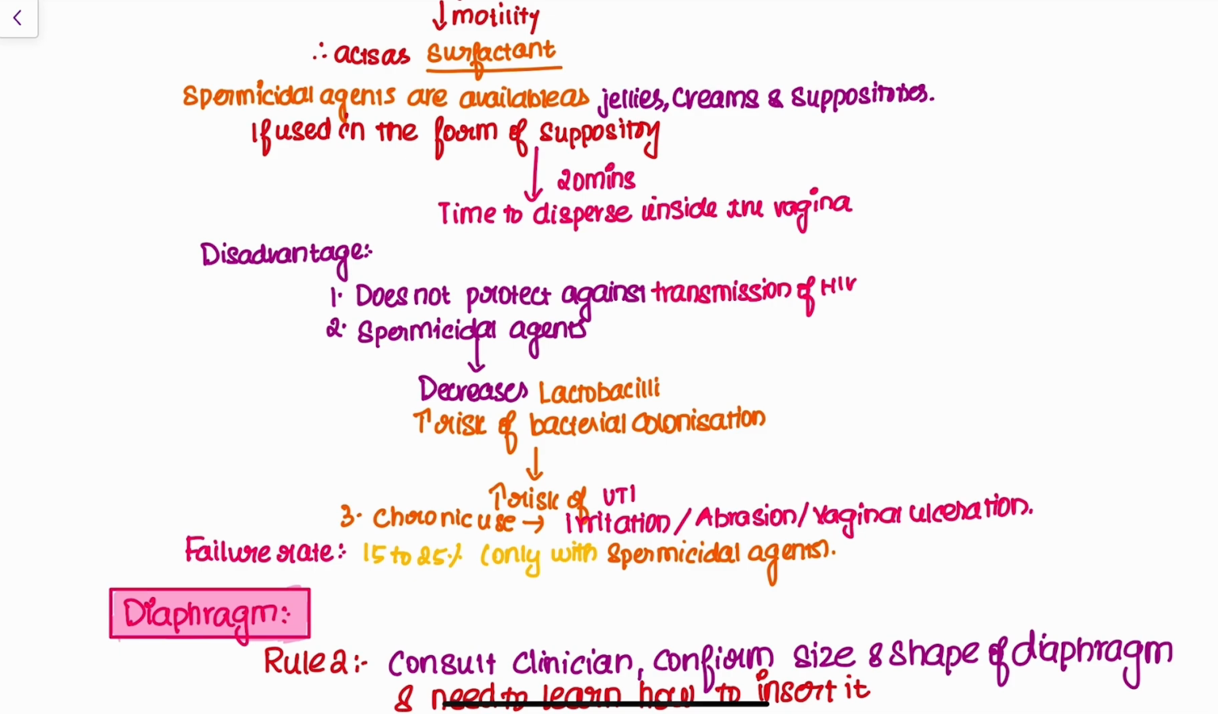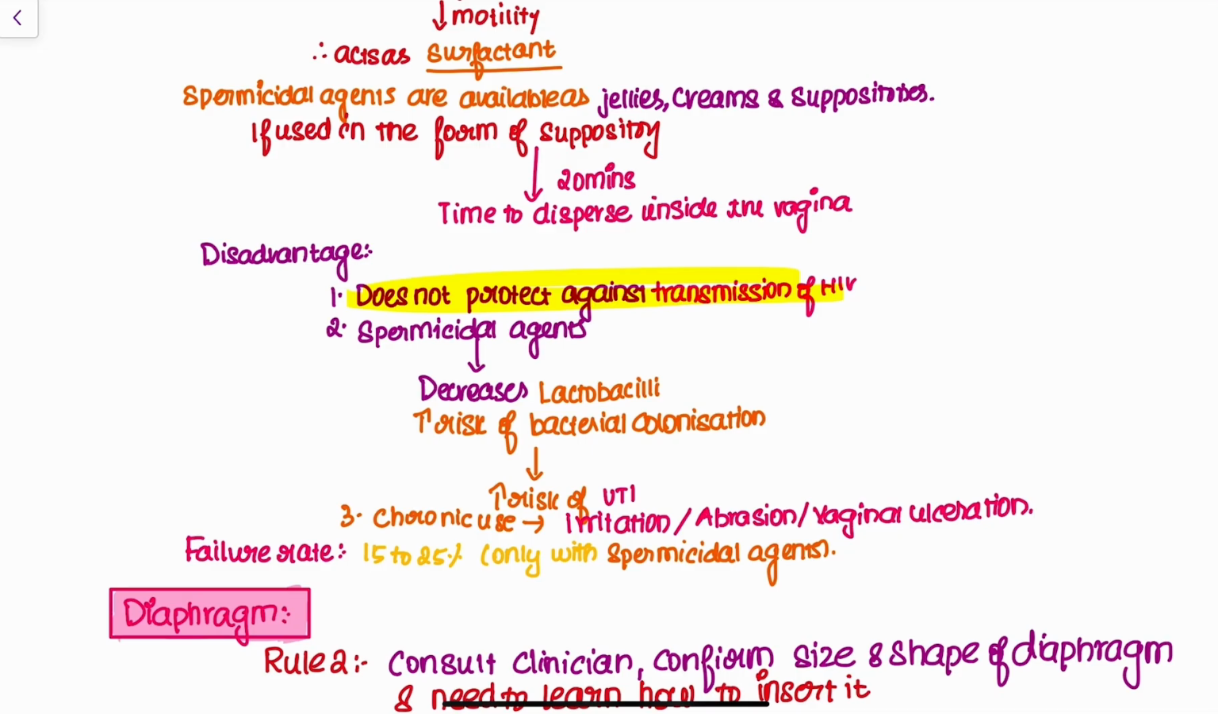Is that clear? Yes. But since it has so many advantages, definitely it comes with its disadvantages as well, right? The disadvantage of this spermicidal agent is that it does not protect against transmission of HIV infection. We learned that the male condom and female condom prevent transmission and protect from sexually transmitted diseases. But spermicidal agents do not protect against the transmission of HIV. So this is the second important point which I want you to remember with respect to the diaphragm. It does not protect against the transmission of HIV.